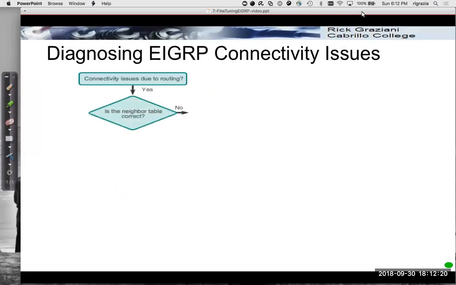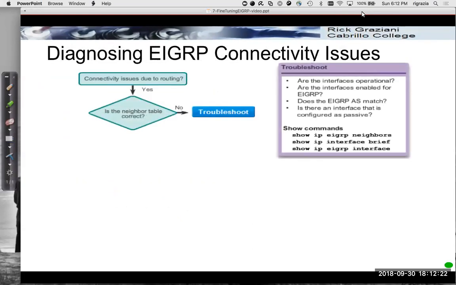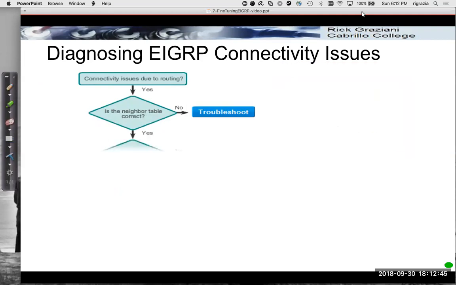Several things we always want to look at when troubleshooting. First of all, we want to make sure that our interfaces are operational. Are we able to ping our neighbors? Do we see the neighboring router in the neighbor table? Are the interfaces configured properly? Do we have passive where we shouldn't have passive, or something of that sort?